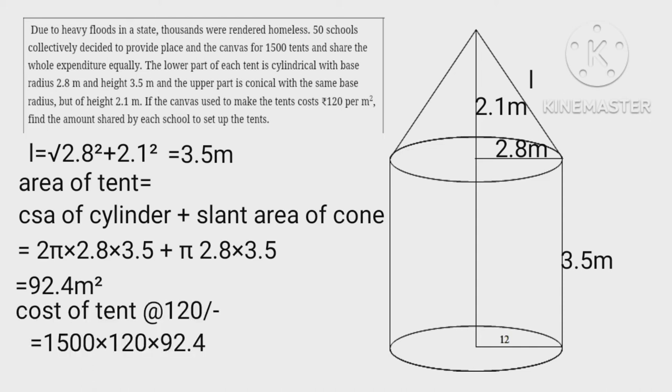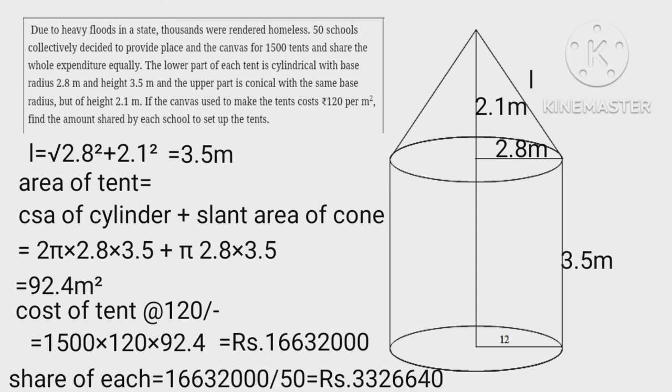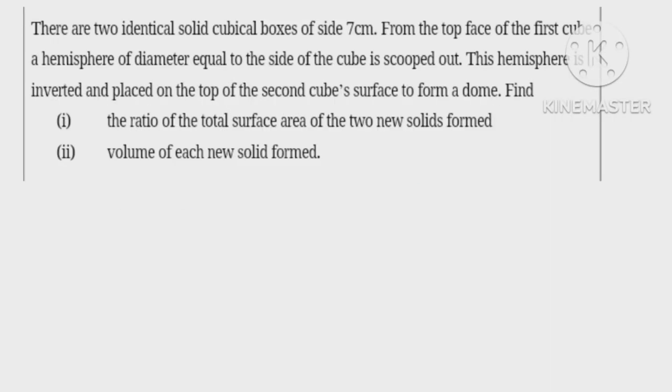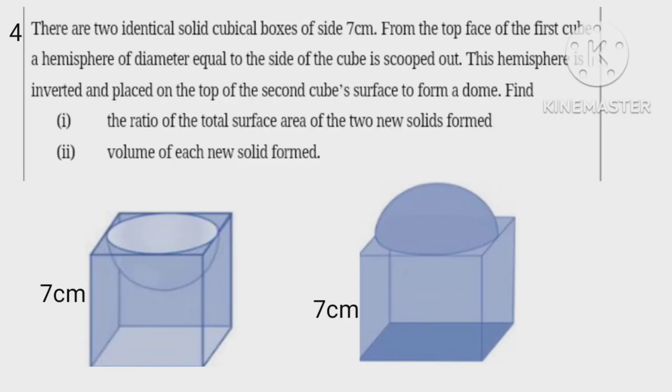Cost of tents at Rs. 120 equals 1500 into 92.4 into 120 equals 16,632,000 rupees. Share of each tent equals 16,632,000 upon 50 equals Rs. 332,640.